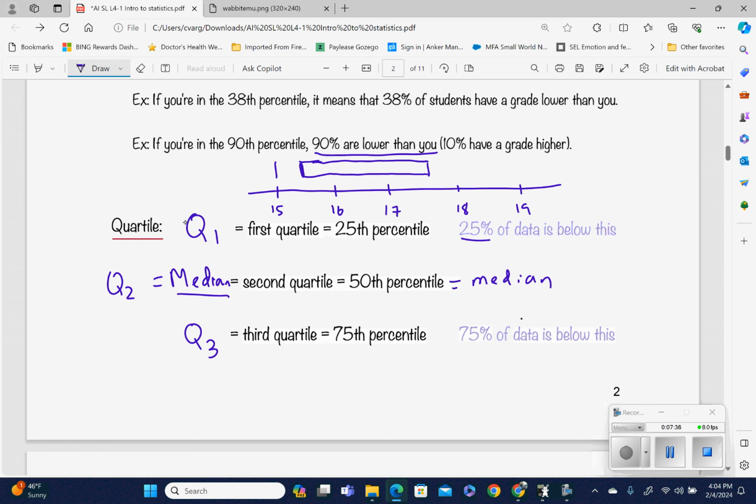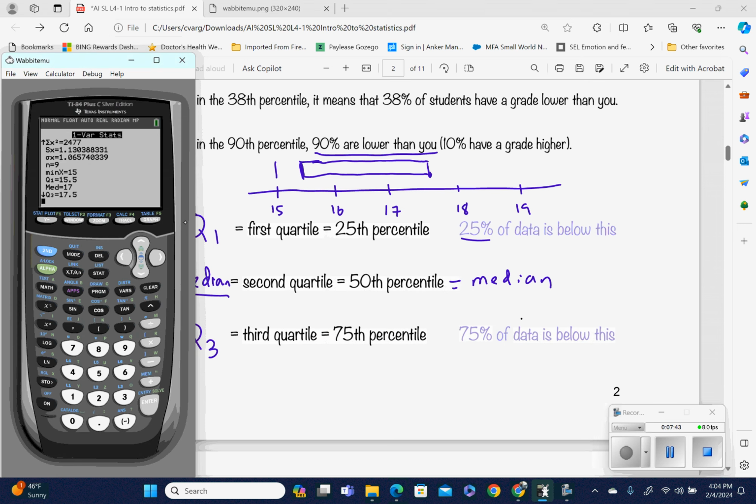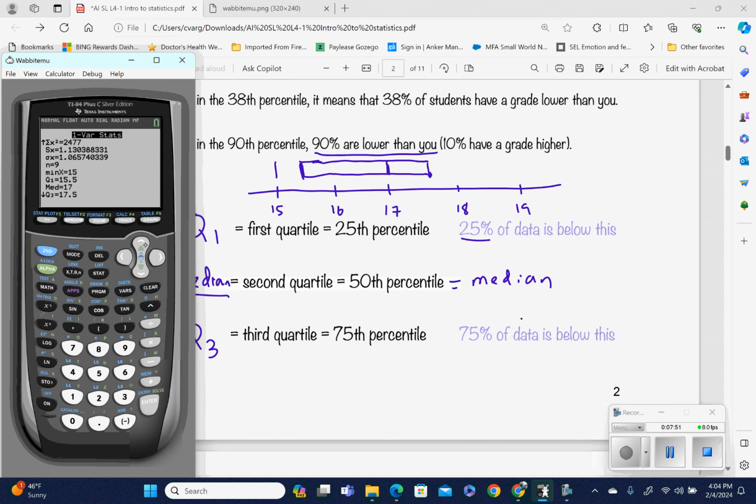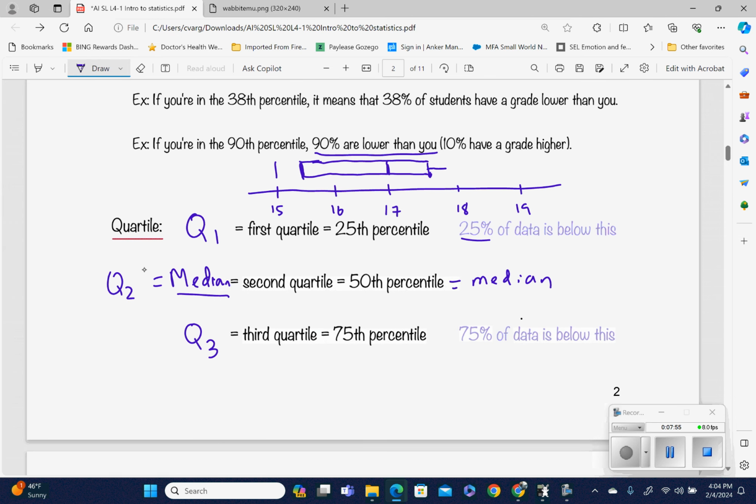So I'm going to make my box like this. Again, this is Q1 and this is Q3. What's my median? My median is 17, so there's going to be a line right here at 17. And what is my max? My max is 18, so I'm going to end my box and whisker right at 18. So this is how I build my box and whisker plot.